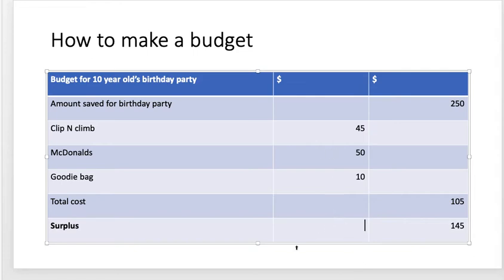So that's how to make a budget. I hope that is nice and simple. I'm just going to go back through these column ideas first. You put the totals out here in the far column. So if we're looking, we've planned to spend $250. Our total cost is 105. That means we've got 145 left over.